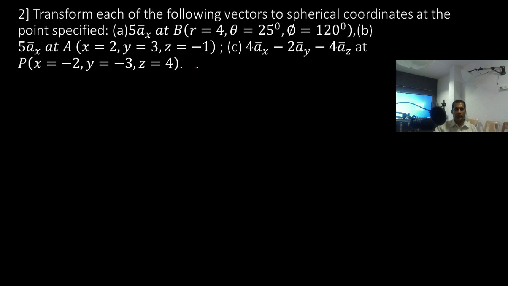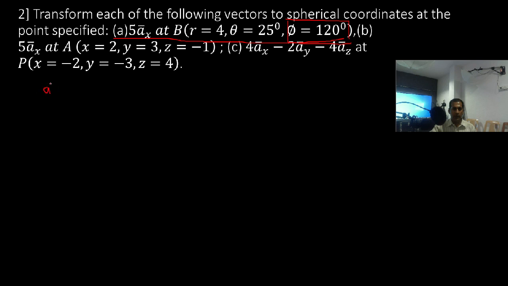Now let us consider one example. Transform each of the following vectors to spherical coordinates at the point specified. The first one is phi A X cap at B, R equal to 4, theta equal to 25 degrees and phi equal to 120 degrees. How do we differentiate between cylindrical and spherical? In cylindrical we don't have phi; in place of phi there will be z. Now we'll solve one by one.